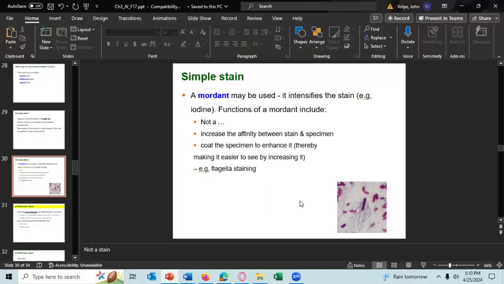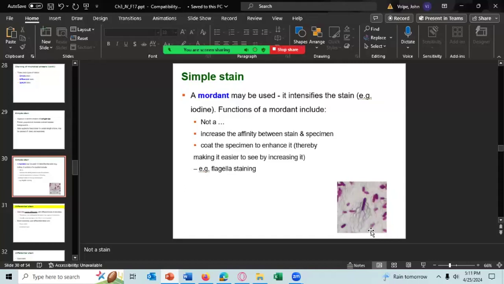It may also coat the specimen to enhance it, thereby making it easier to see by increasing the size of it, really, because you're putting down several layers on the specimen. An example of the latter is the flagella stain, where you're coating the specimen and putting on many layers on the flagella, and now the flagella can actually be seen because it is now stained and you can see it with your eyes under the microscope.